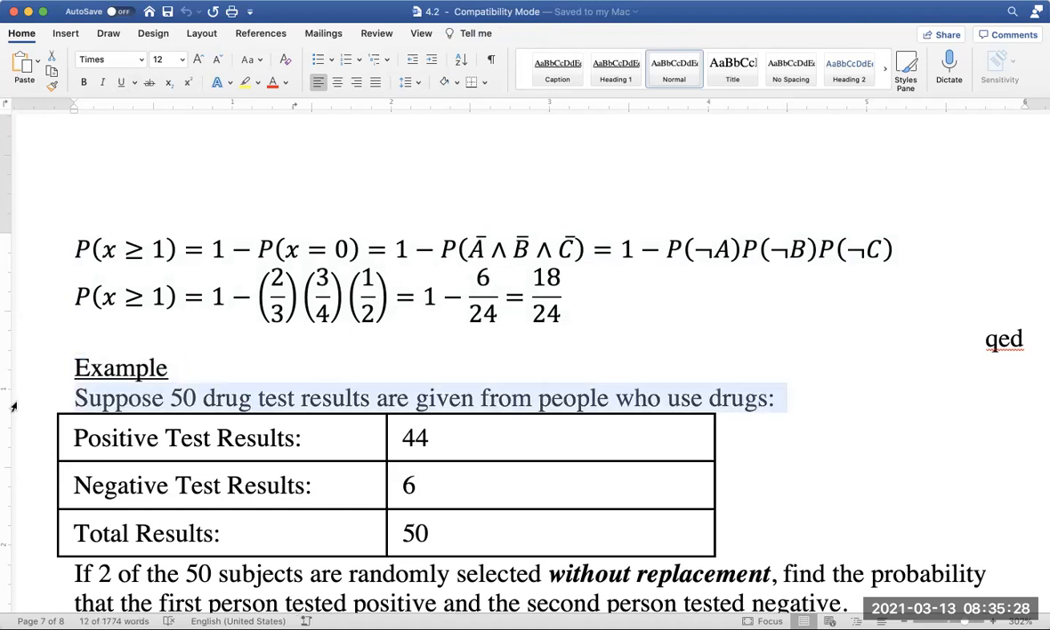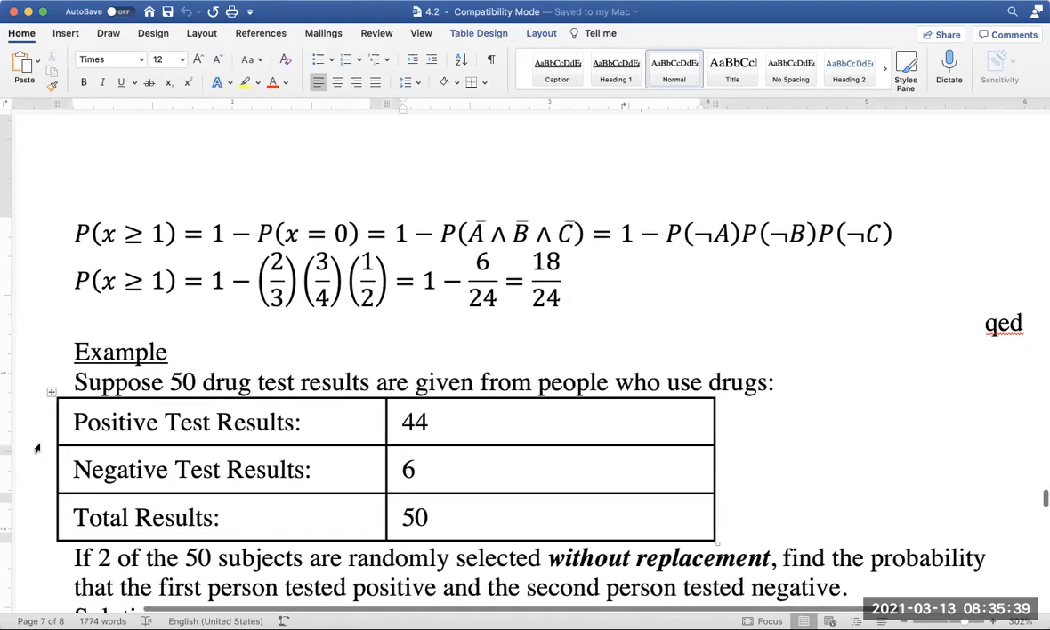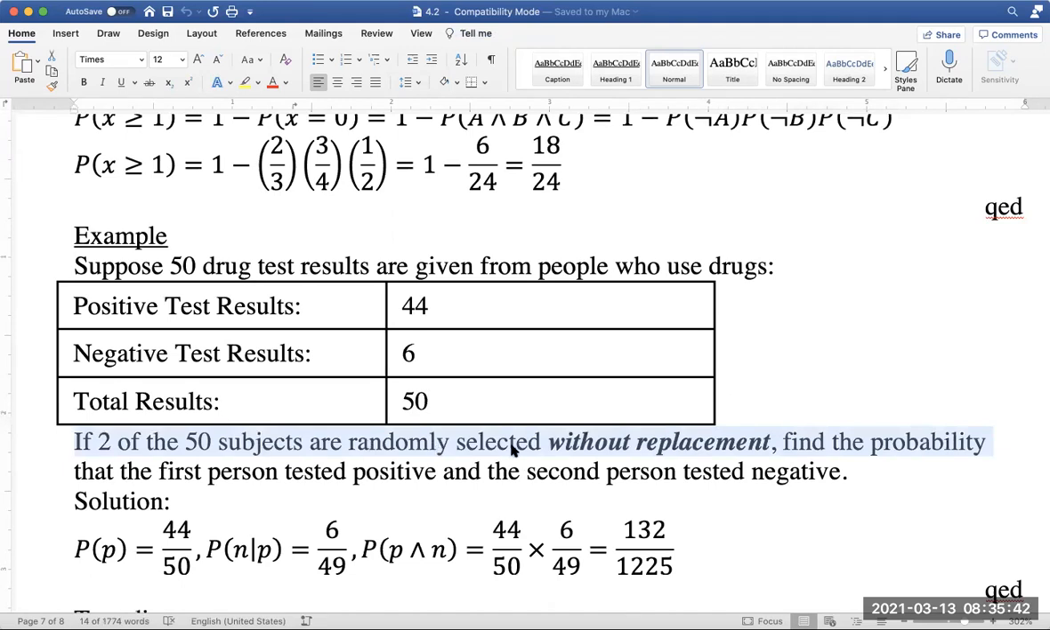Suppose 50 drug test results are given to people who use drugs. 44 test positive, 6 test negative. There are 50 total results. If 2 of the 50 subjects are randomly selected without replacement, so you take one and then you take another one, find the probability that the first person tested positive and the second person tested negative. So let's do that.